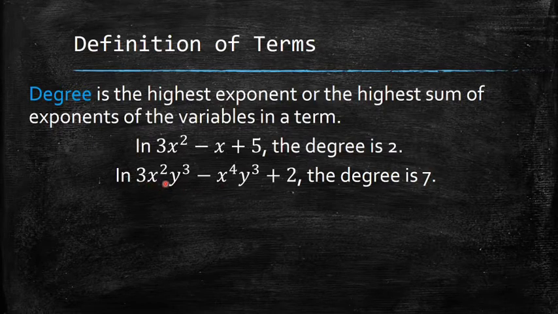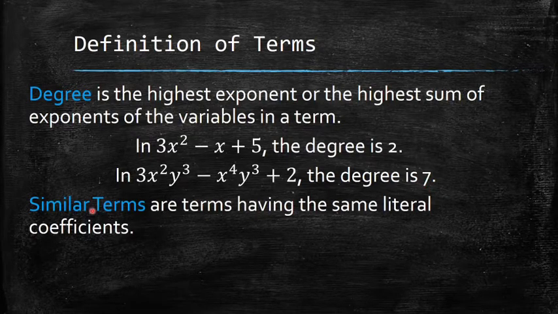In our first term, we have 2 and 3. So 2 plus 3, we only have 5 in this term. Now for the second one, we have 4 and 3. So 4 plus 3 is 7. While this one is 0. So we have 5, 7, and 0. The highest sum of the exponents of the variables is 7. Therefore, the degree of 3x squared y cubed minus x to the fourth y cubed plus 2 is 7.